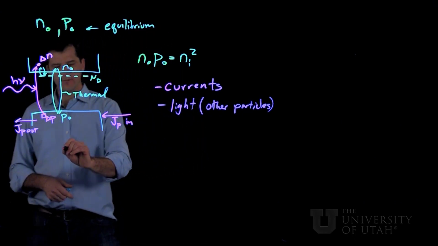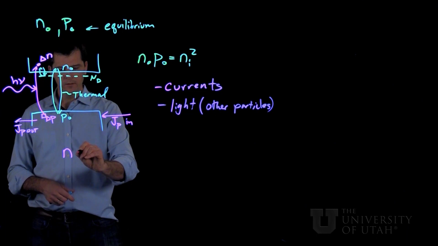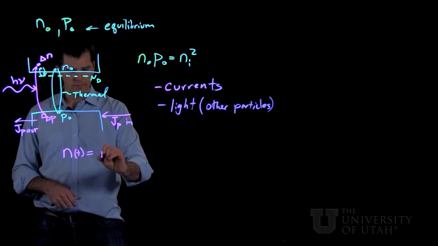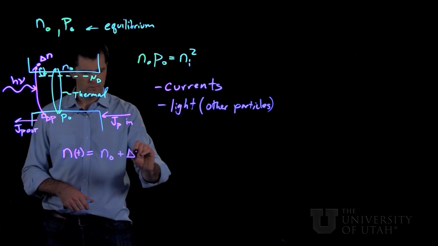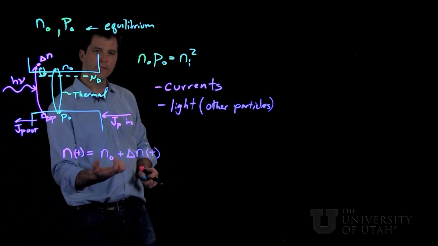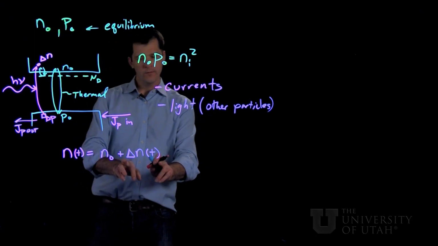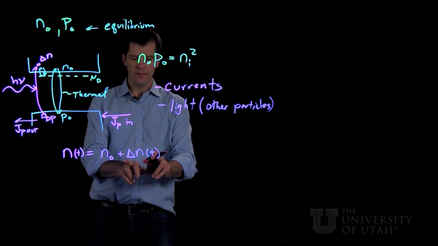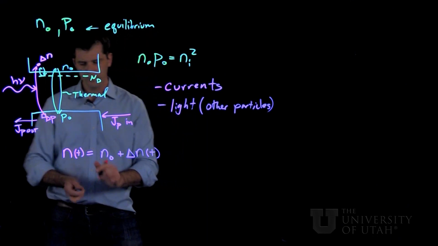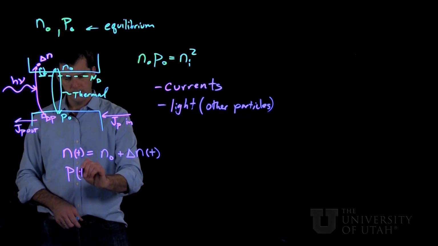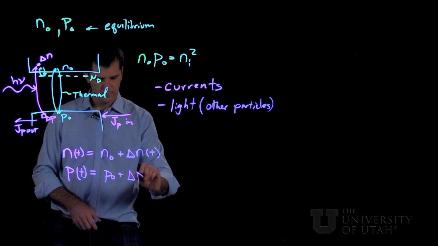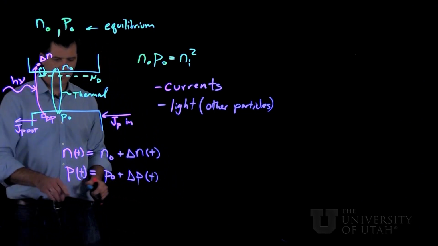So we have to define sort of dynamic or time-dependent carrier concentrations. And the nice way to do this is to recognize that our N naught is time independent. And so we can add this disturbance to that equilibrium, this delta N, and deal only with the time dependence of this part. Similarly, for our hole concentration as a function of time. We'll write it this way.